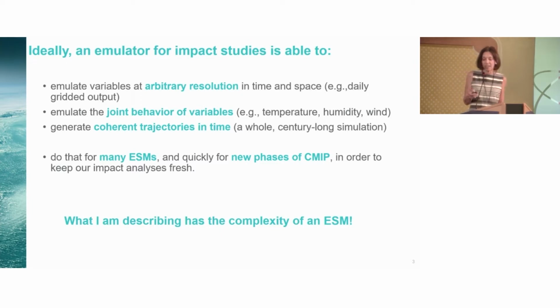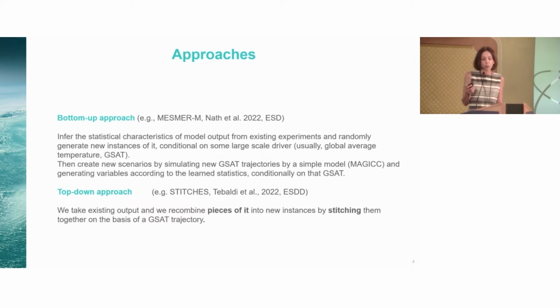And so you realize immediately that what I'm describing ends up having the complexity of an Earth system model. And so our idea was to go for what I call the top-down approach, which is start from what's already available from Earth system models and somehow cut pieces and patch them together to create new scenarios without trying to instead, like you have just heard, infer the statistical characteristics of the output, fit distribution, and then generate samples from that, which is a much more sophisticated approach, but it has the disadvantages of being computationally more tricky, especially when you want to do things, for example, across variables or across seasons or across days.